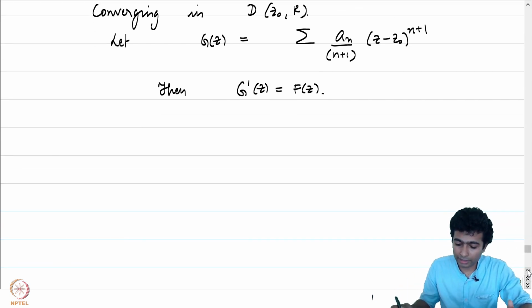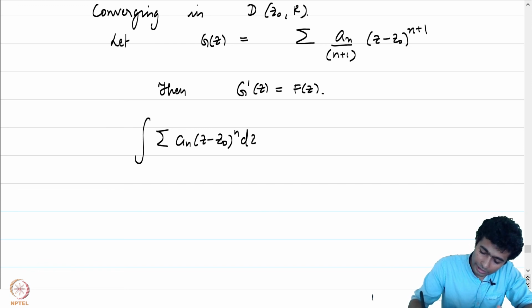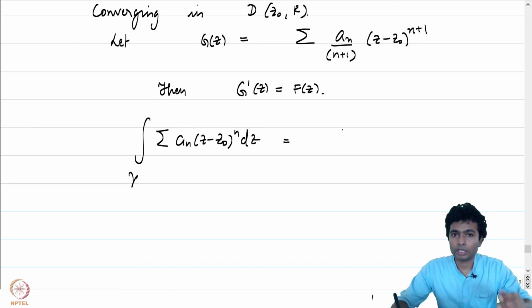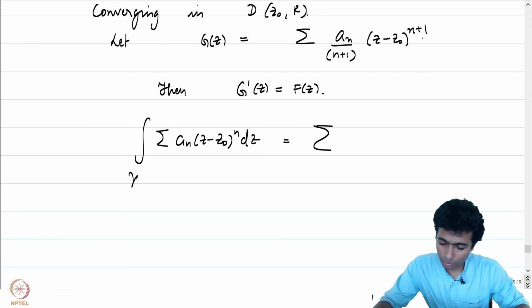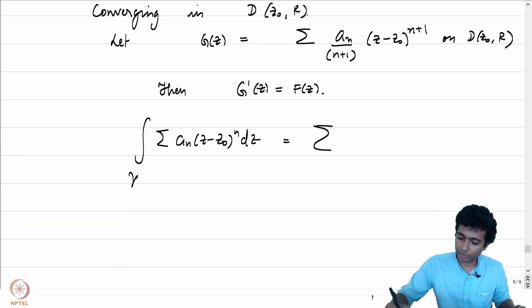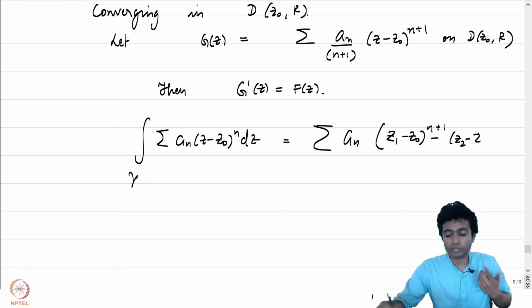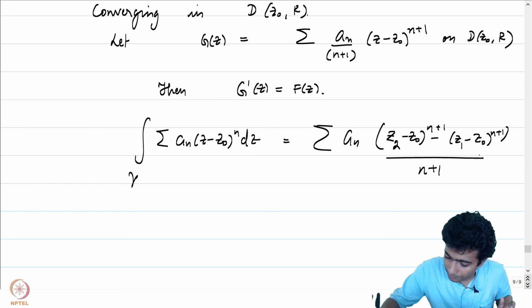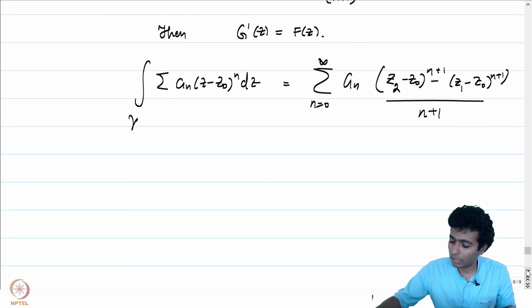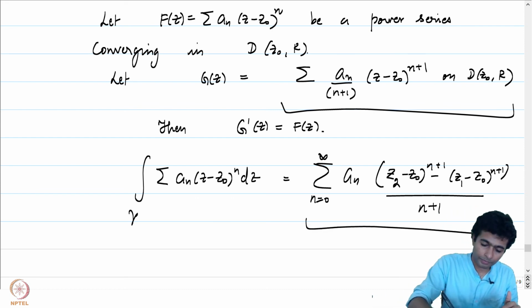By applying the fundamental theorem of calculus, we have the integral of the summation a n times z minus z0 to the power n dz over gamma. This is just going to be equal to the antiderivative evaluated at the endpoints, since it converges at these points, this will also hold on D(z0, R) by the way. This is going to be equal to the summation of a n times z2 minus z0 to the power n plus 1 by n plus 1 minus z1 minus z0 to the power n plus 1 by n plus 1. So we have crucially used the fact that this series converges on every point of D(z0, R) to write it like this. Okay, so let me stop here.